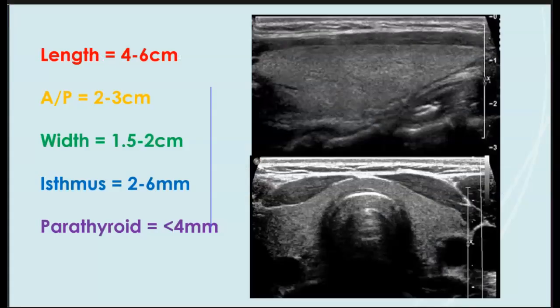For our normal thyroid measurements, we're going to use length as being 4 to 6 centimeters, our anterior posterior height as 2 to 3 centimeters, and transverse, our width of each lobe is going to be 1.5 to 2 centimeters, and the isthmus 2 to 6 millimeters. And again, like we were saying earlier, parathyroid is going to be less than 4 millimeters if you're able to see them. So that's an overview of the location and a brief description.